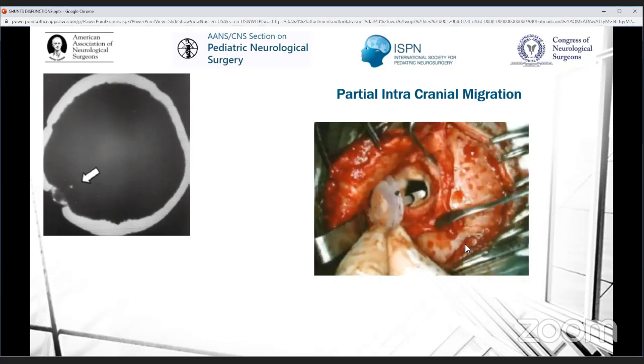So in these photographs, we see in the left superior part of the slide the CT scan with a bone window, where we see this partial intracranial migration. And in the other photograph, when we are in surgery, we found this valve part with growth around it.